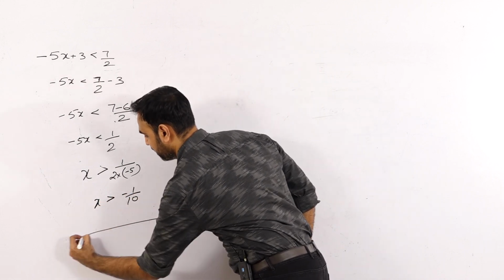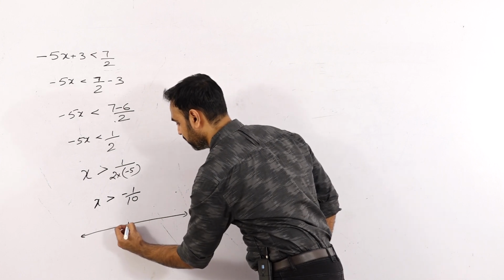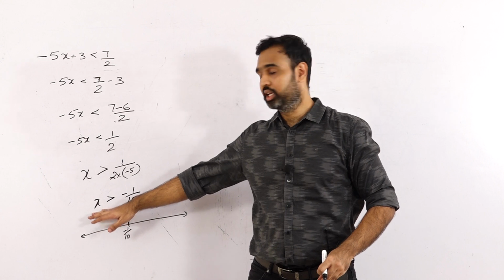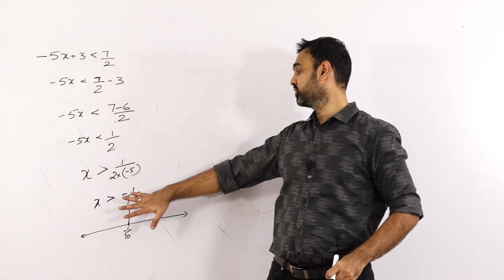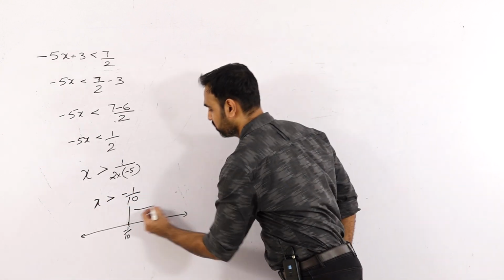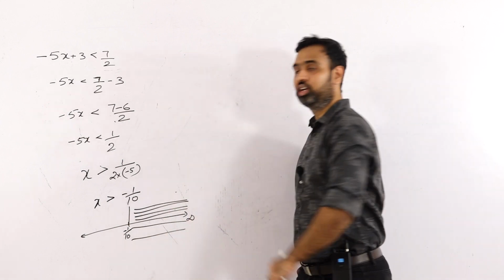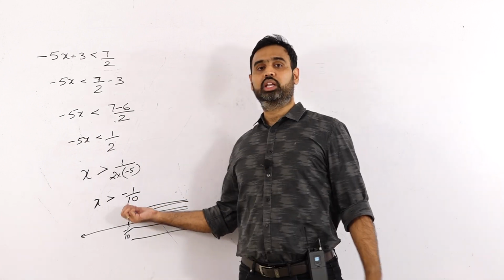So if I draw a number line, writing minus 1 by 10 somewhere here, it talks about all the values of x. The values of x are strictly greater than minus 1 by 10. It talks about this region, the values in this region. So it goes till infinity. Anything greater than minus 1 by 10 is a value of x.